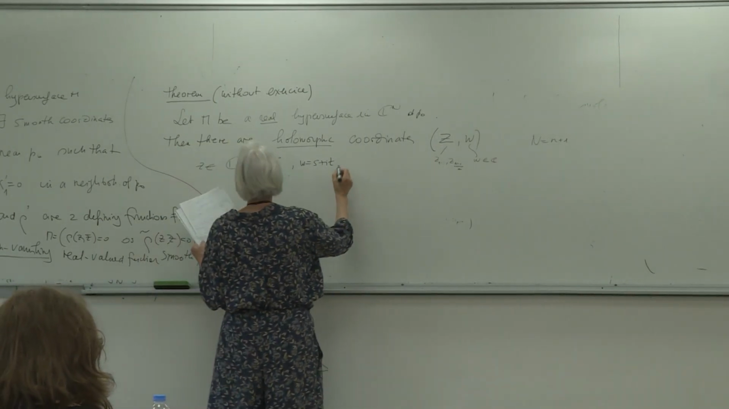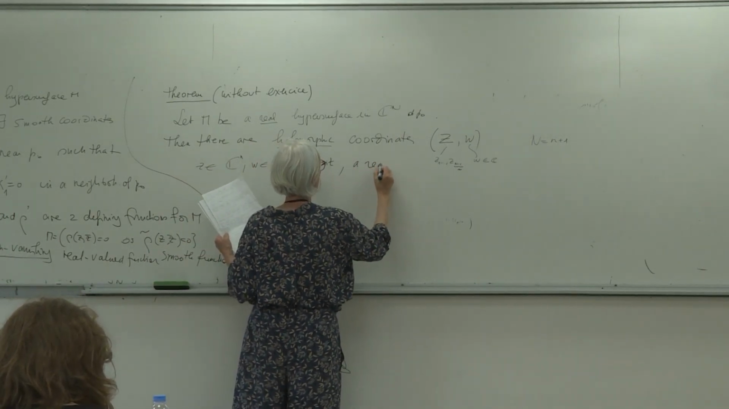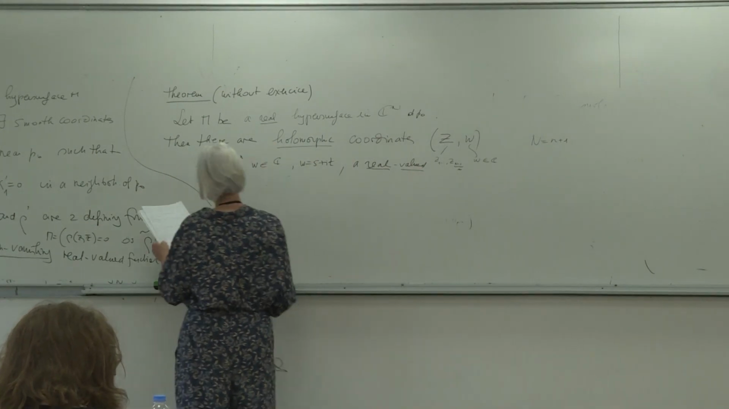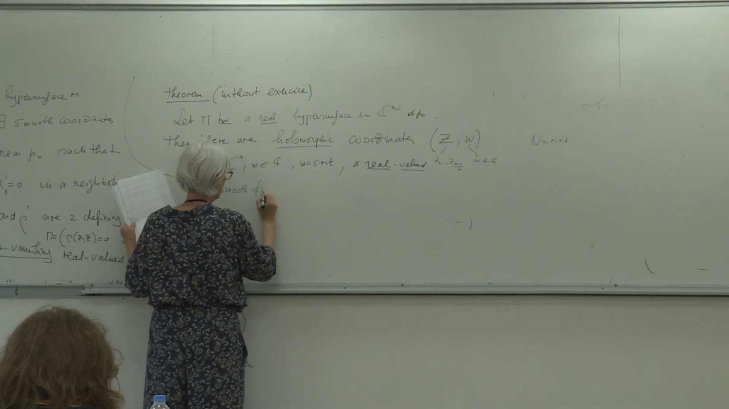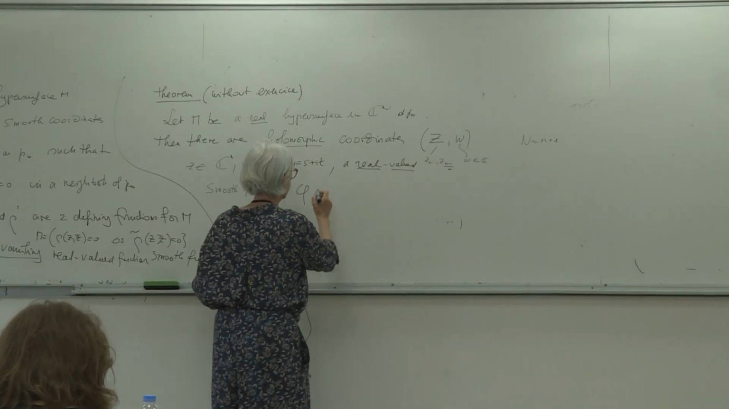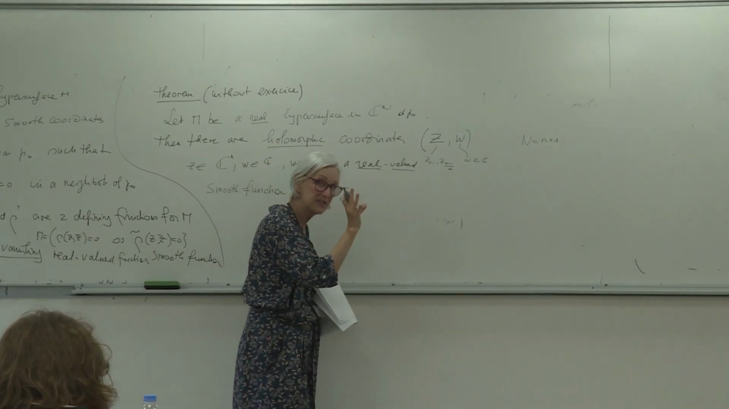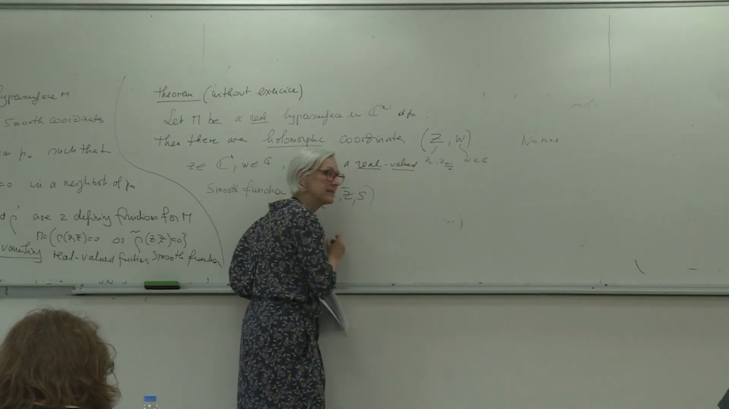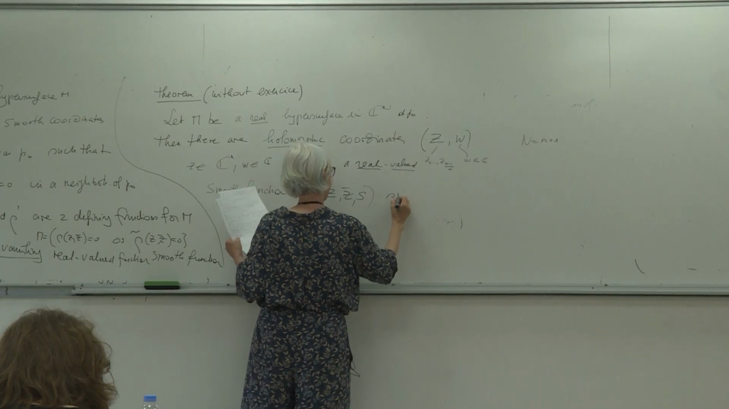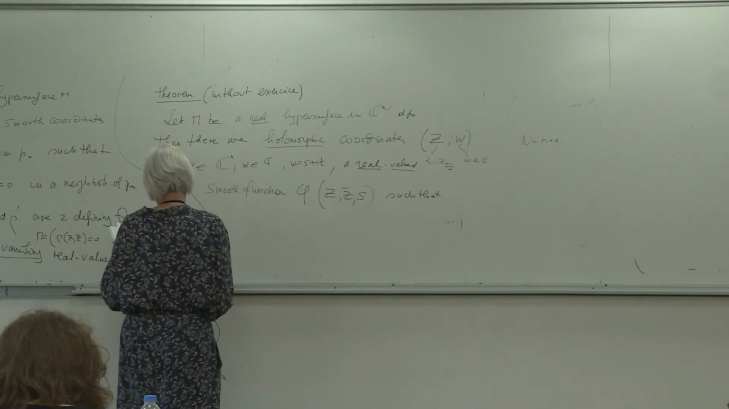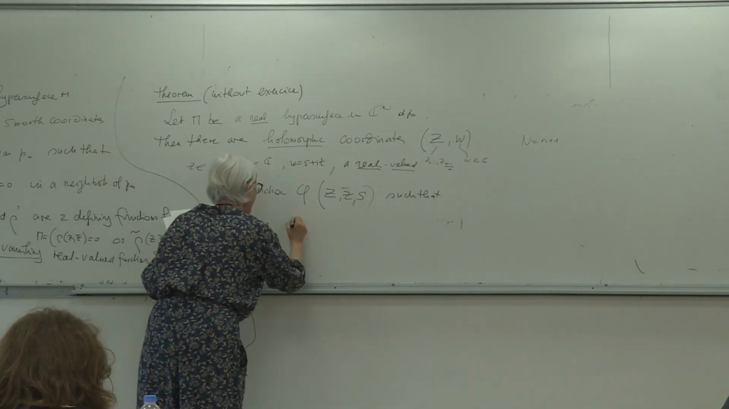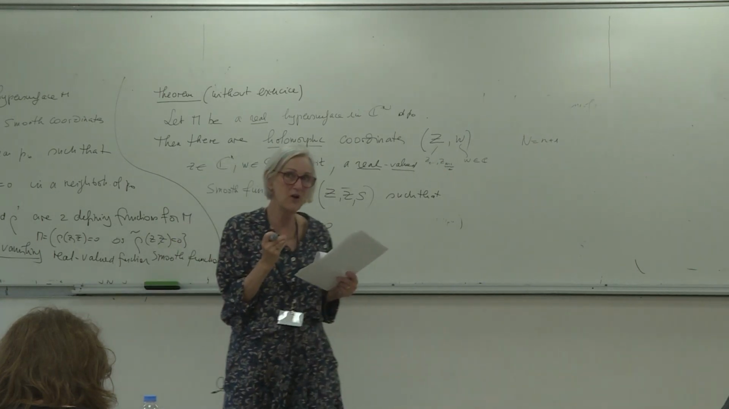And there is now a real valued smooth function called phi. Phi depends now on z, z bar, remember z bar, and now only on S. It doesn't depend on T, such that phi of 0 is equal to 0. D phi of 0 is equal to 0. The gradient is 0 of this function.